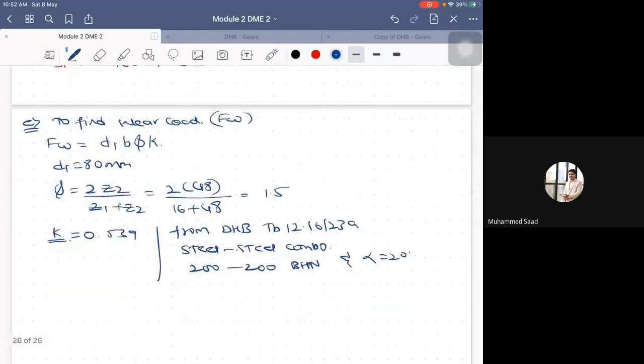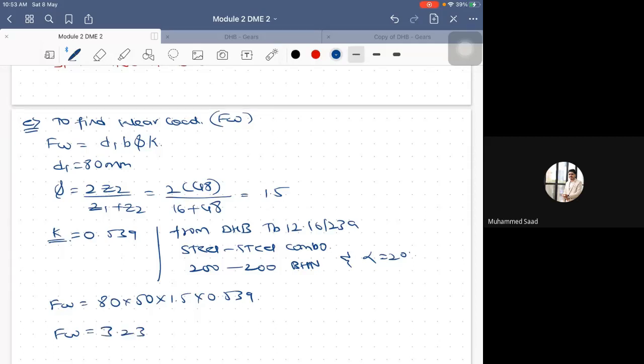Now calculate your FW now. So 80 cross 50 cross 1.5 cross 0.539. So FW is equal to how much? 3.23, right? 3.23 kilonewtons. Now, whether this particular value is acceptable for the wear load?